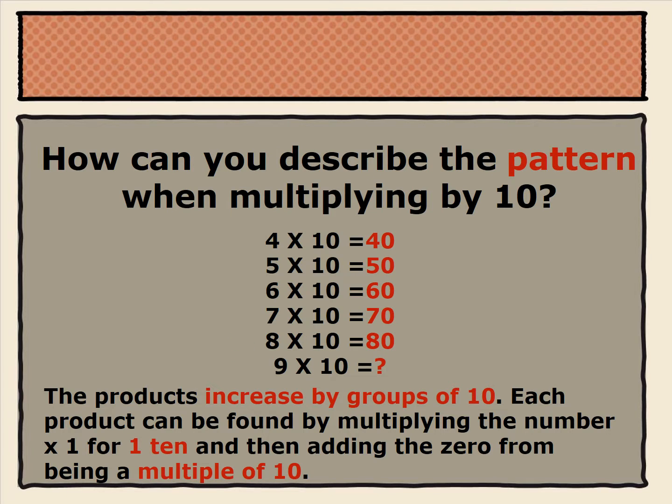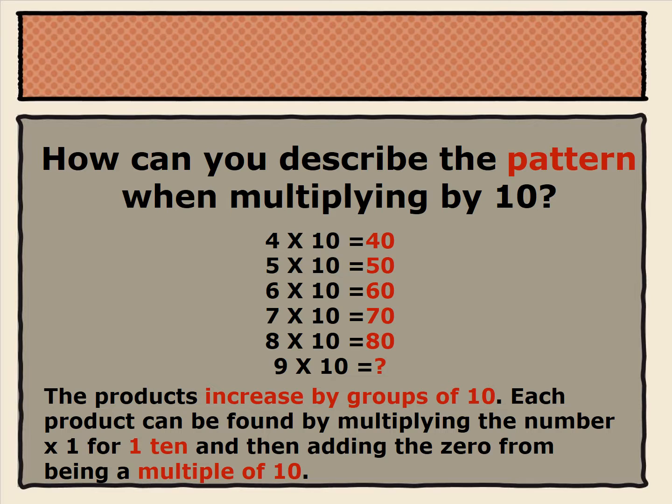How can you describe the pattern when multiplying by 10? Let's look at the equations below. 4 times 10 equals 40. 5 times 10 equals 50. 6 times 10 equals 60. 7 times 10 equals 70. 8 times 10 equals 80.